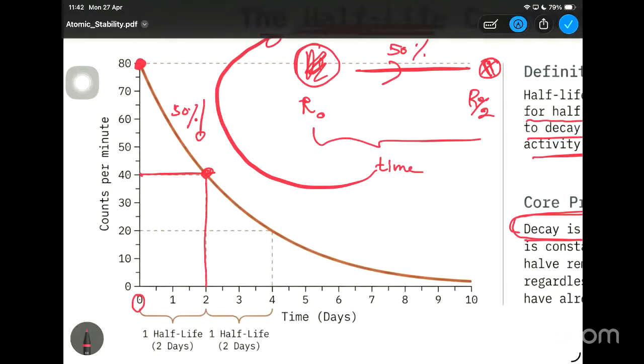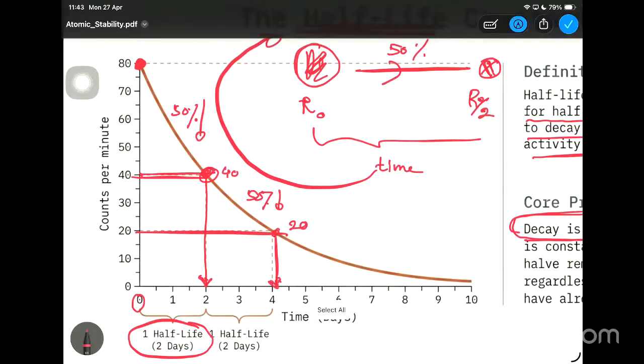The time taken for that is 2 days, right? So this is going to be the half-life. And if we analyze further, now it is at 40 and then it is at 20, which means it again dropped by 50%. So from 2 days to 4 days, the half-life is again 2 days. And if we analyze further for the third one, it will be here at 10, a 50% drop.